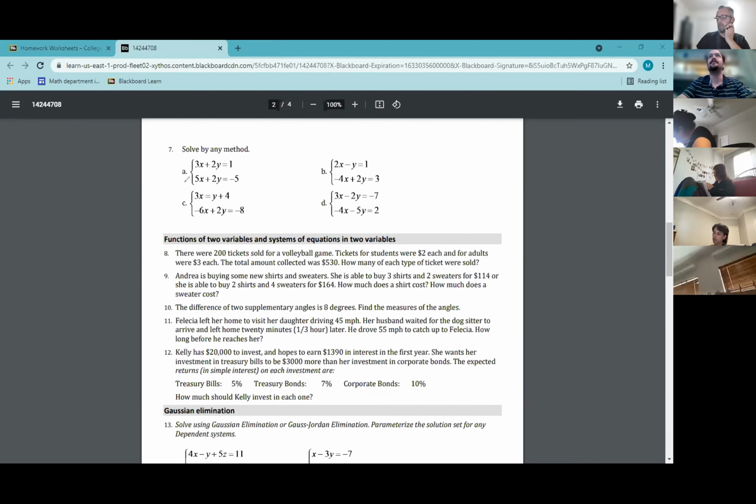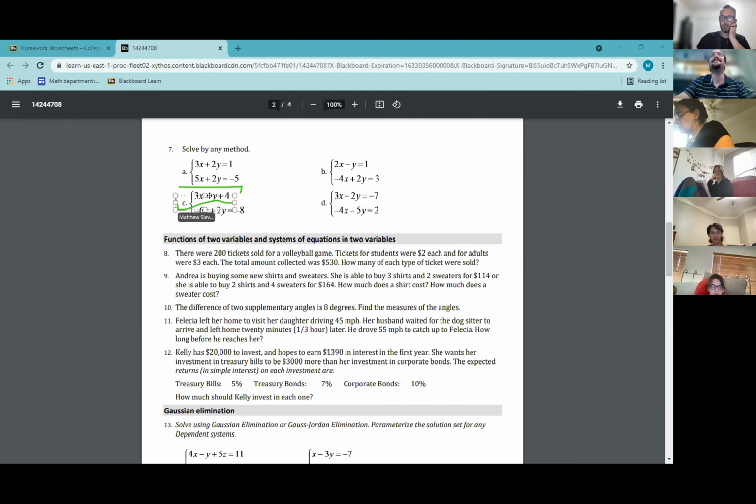Do you want to do this one? I can. I moved the 4, so it can be y equals 3x minus 4. We start with this equation and move things around, so we move that 4 over and get 3x minus 4. Then plug that into the second equation. Everywhere I have a y, I can plug in 3x minus 4.